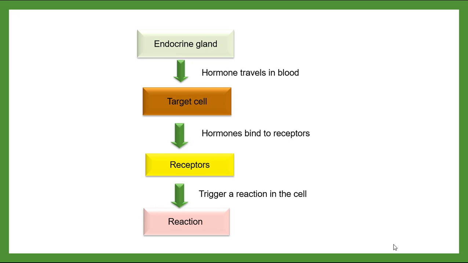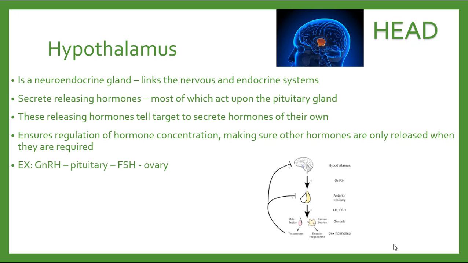Now look at each of the different endocrine glands that you need to be familiar with. Starting with the hypothalamus, which is found within the brain. This is also known as a neuroendocrine gland, as it's part of both the nervous and endocrine system, and has functions in each. In terms of its endocrine action, it is responsible for making what are known as releasing hormones, with the target tissue being the pituitary gland, another important endocrine gland within the brain.